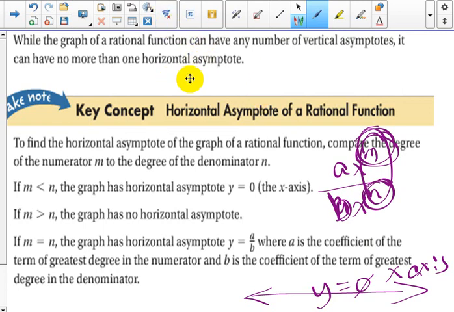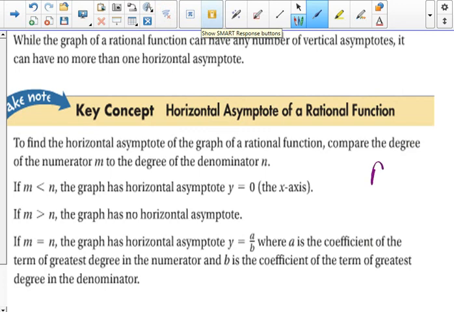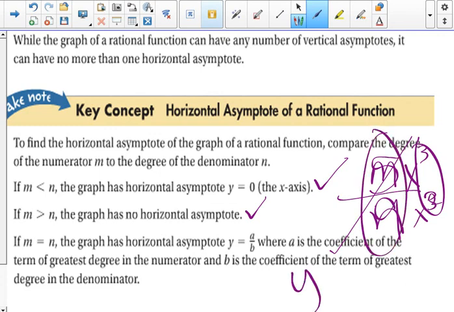Now, if m is greater than n, there's no asymptote. Whoops, I didn't mean to do that, but it's okay. So if your power on the top is larger than the power on the bottom, there's no asymptote. So we've done this one and that one. Now the last one, when they're equal, so if like I had x to the third power over x to the third power, then you're going to look at the coefficients. So if this was like 5x to the third over 9x to the third, then your asymptote becomes 5/9. When the powers are equal, you just take the coefficients, 5/9.